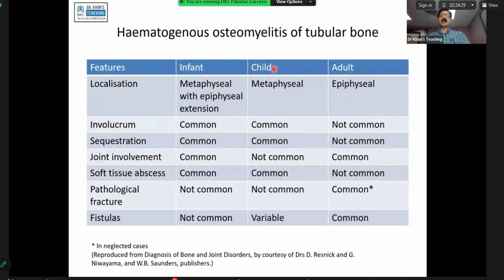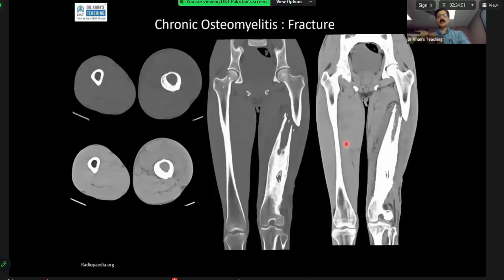And in a child, in let's say a 2 years old onwards or 1 year old onwards child, it is less common. The concept behind it is anatomy, epiphyseal vessels and metaphyseal vessels which pass through the growth plate, etc. Similarly, involucrum and sequestrum are more common in infant and childhood, but less common in adult.